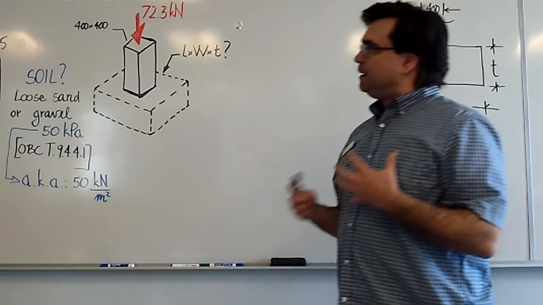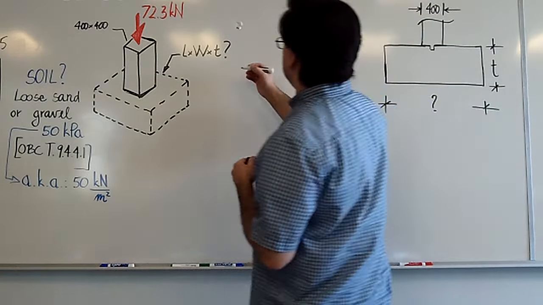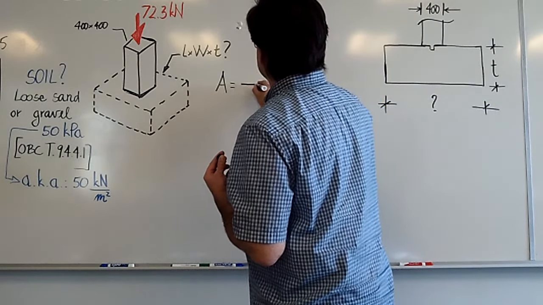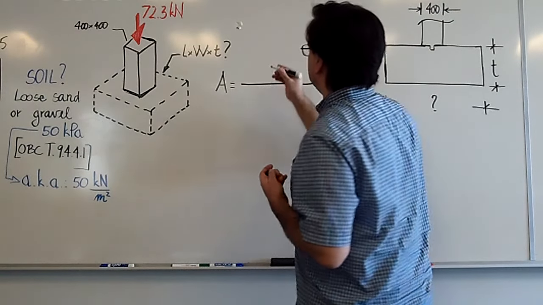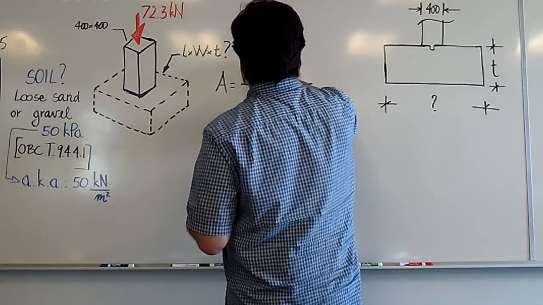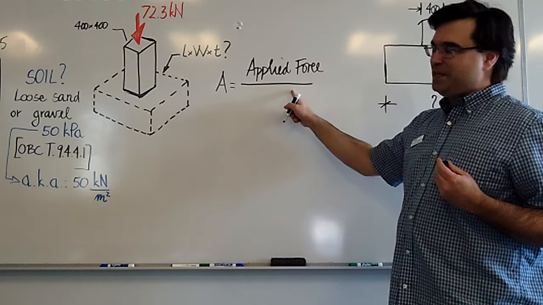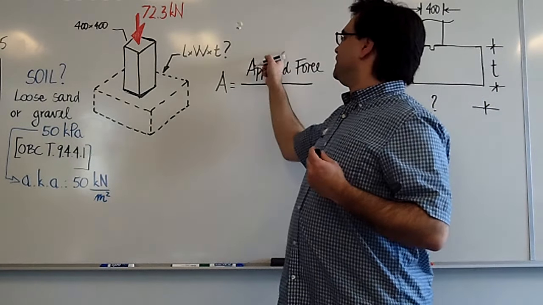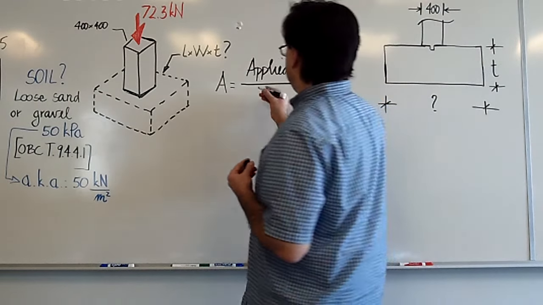So the first thing that I want us to remember is this. The bearing area, I'm going to call it A for short, is the ratio, so the fraction between the applied force, what we had here. And can you guess what's at the denominator? If we had this up here, what's going to go down here? It's going to be the bearing capacity.